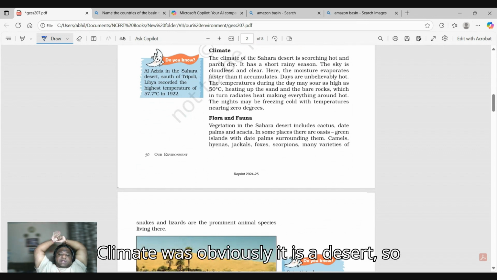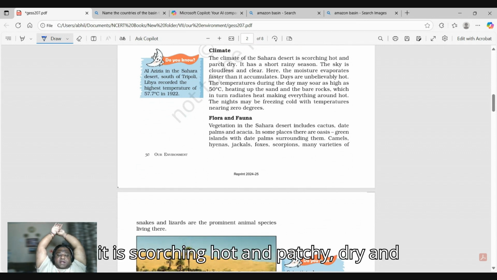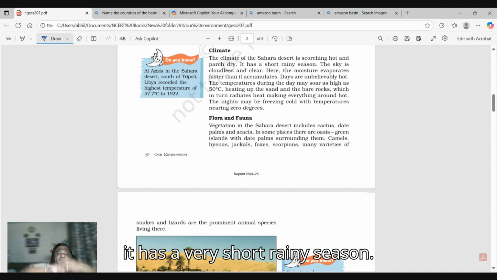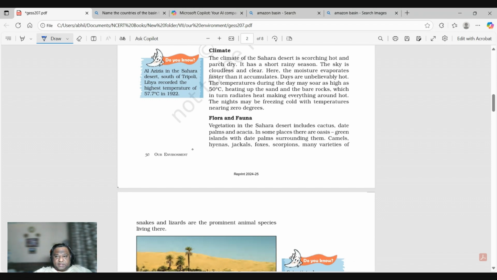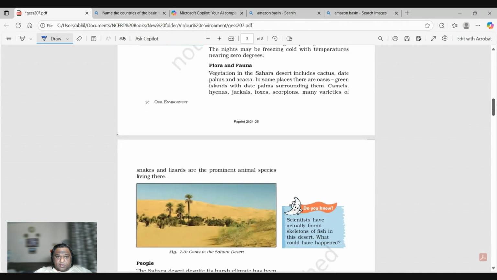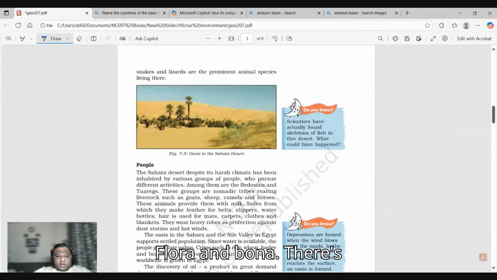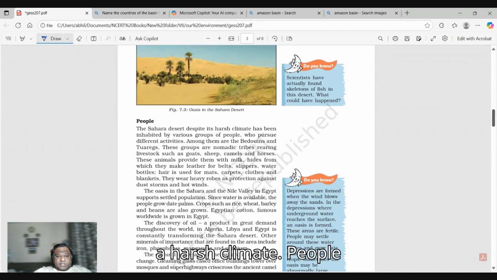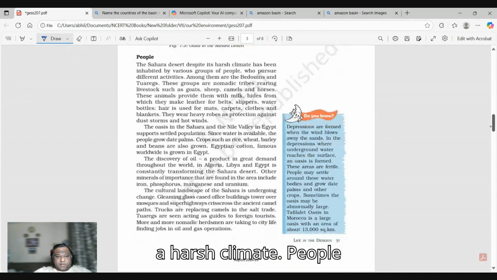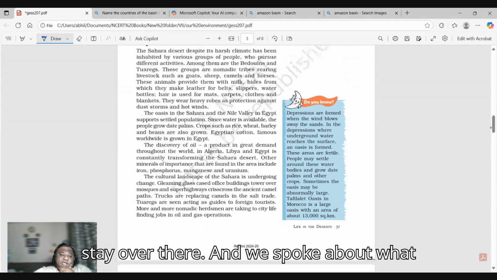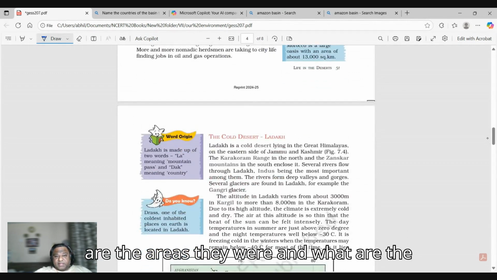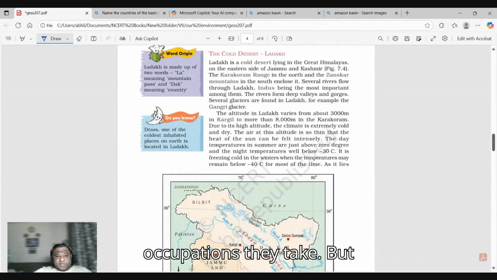Climate, obviously it is a desert, so it is scorching hot and patchy dry, and it has a very short rainy season. Flora and fauna, it has a harsh climate. People stay over there, and we spoke about what areas they work in and what occupations they take.